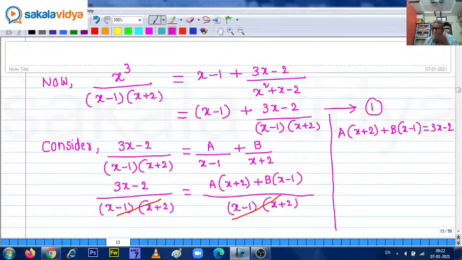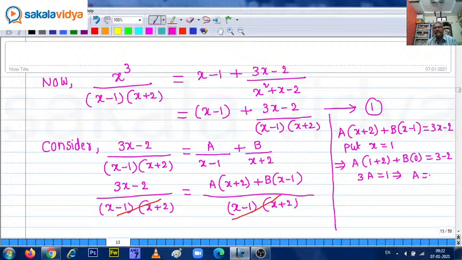So let us follow the suppressing method. Here x minus 1 is being suppressed, that means put x equal to 1. That implies a times 1 plus 2 plus b into 0 equal to 3 minus 2. This is 3a equal to 1. A value is 1 upon 3.